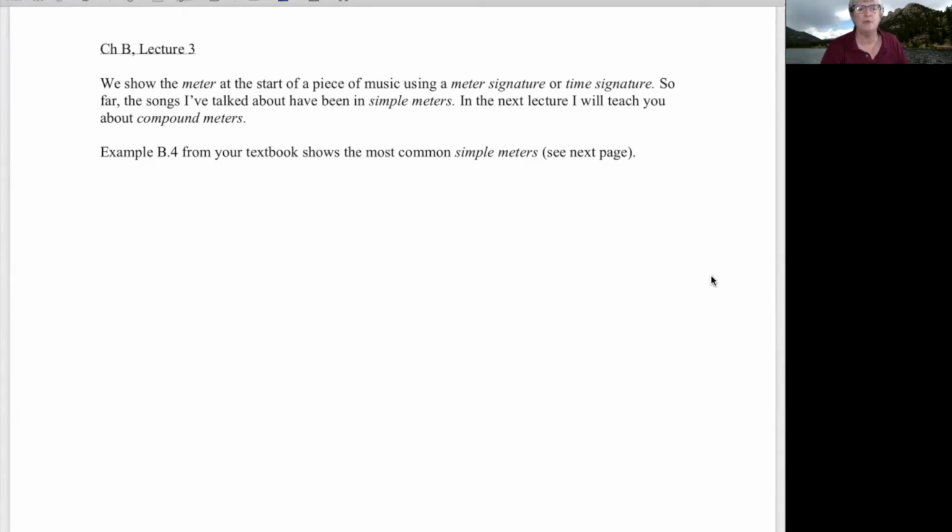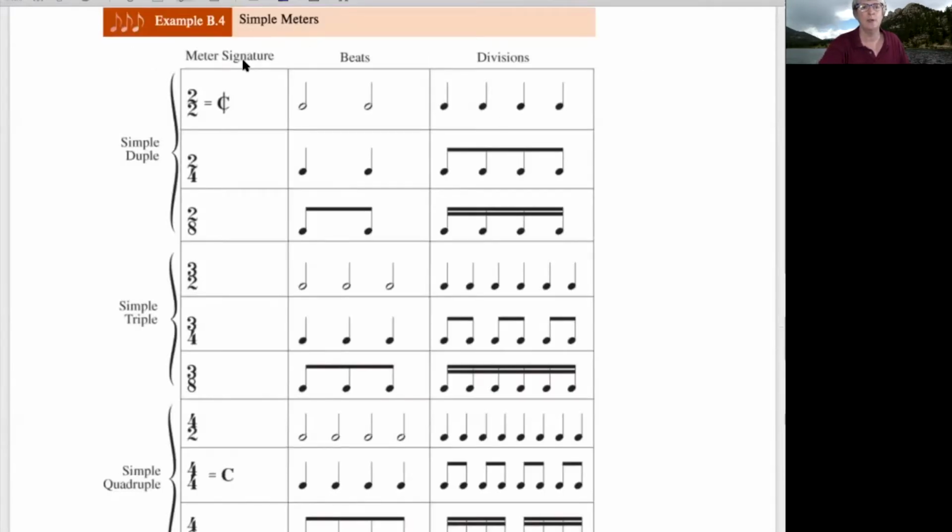Example B.4 from your textbook shows the most common simple meters. And here's that example. The first column shows the meter signature or time signature. The second column shows the beat value, and it shows 2 or 3 or 4 beats per measure. The third column shows another complete measure, but instead of being made up of 2 or 3 or 4 beats, it's made up of 4 or 6 or 8 divisions of the beat.